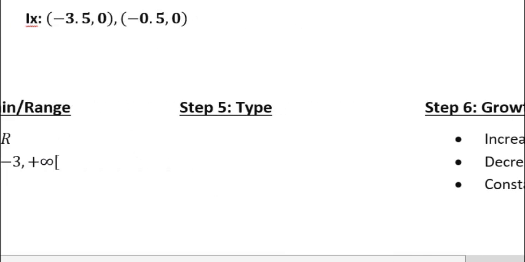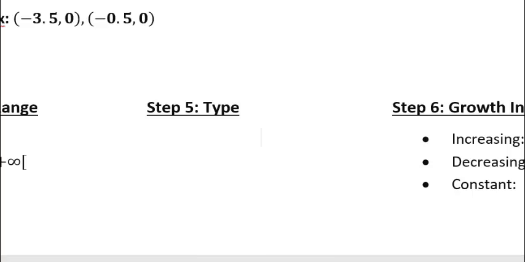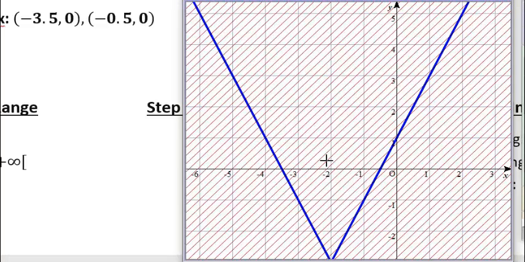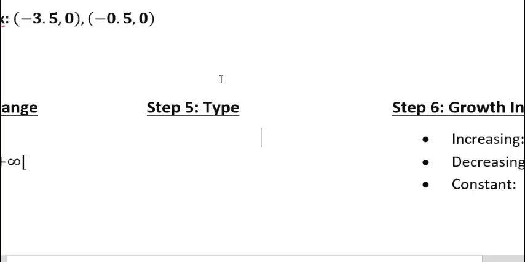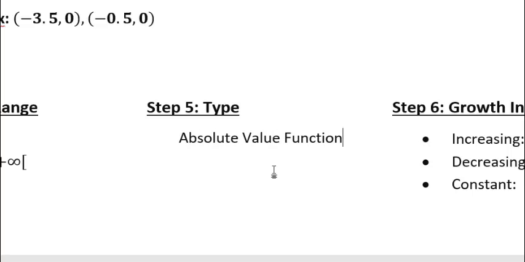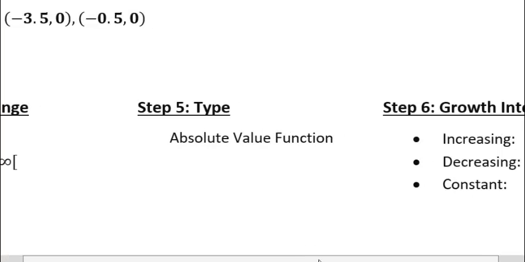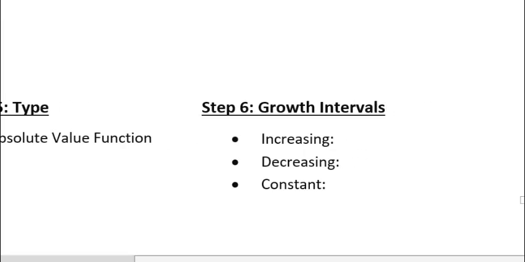Okay. Now what's the type of function we have in here? Well, when you see a V, that's an absolute value function. So that's what you're going to put. Absolute value function. That will be the type of graph that we have. Now let's go with the growth intervals: increasing, decreasing, and constant.